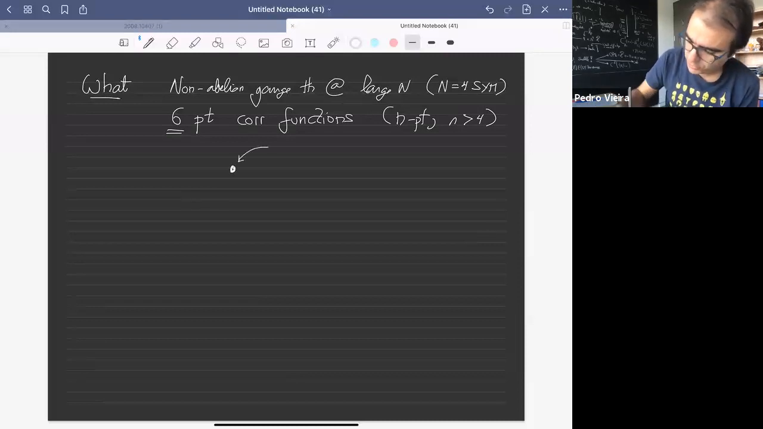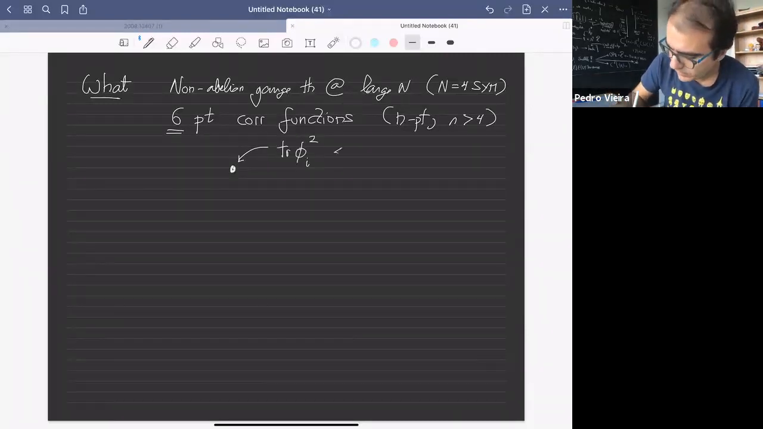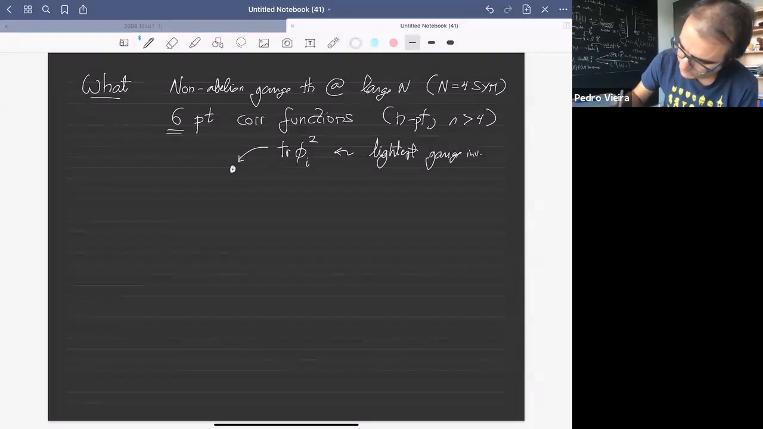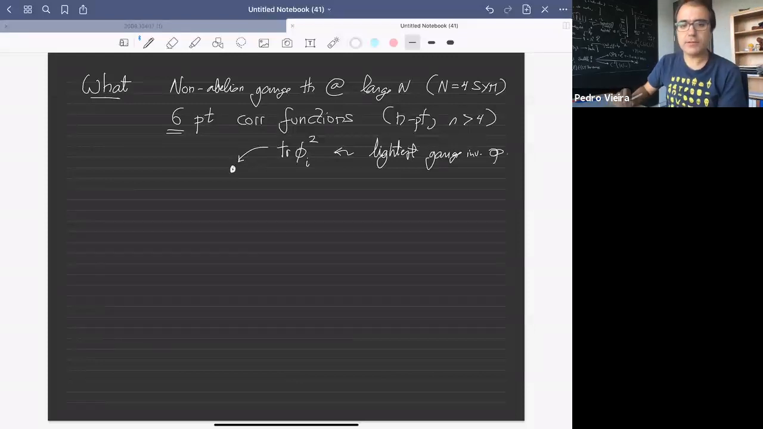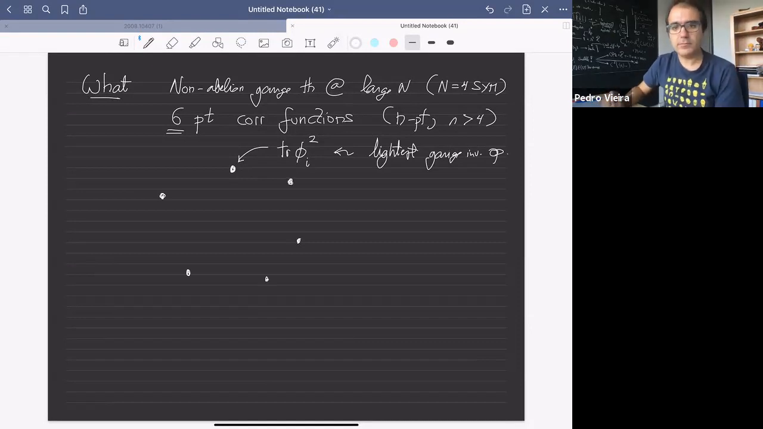So this is an insertion point, and say here we put some gauge invariant operator, say trace of phi I squared. This would be the lightest operator in my non-abelian gauge theory. So this would be the lightest gauge invariant operator. Then, okay, it's a 6-point function, so there are 6 points. Six. Okay. They are at some positions.